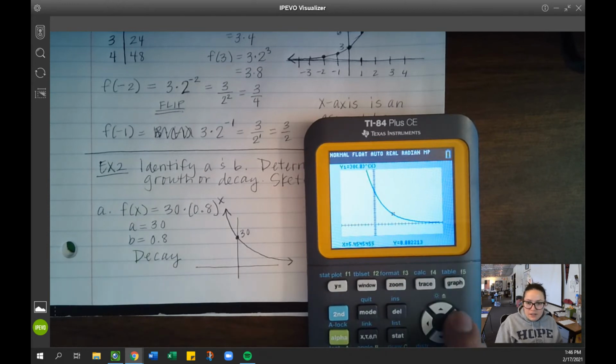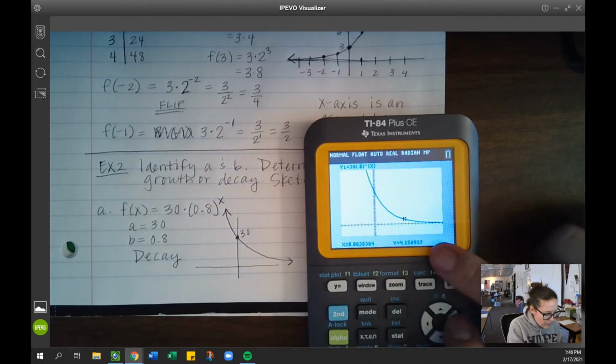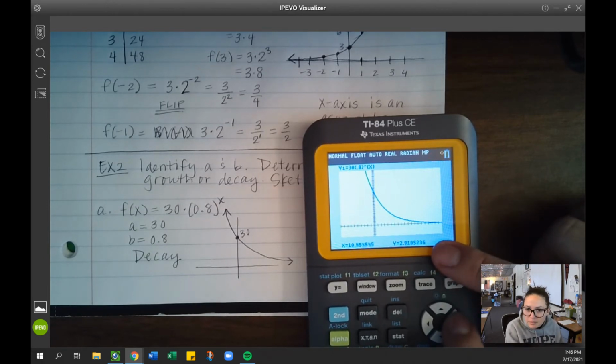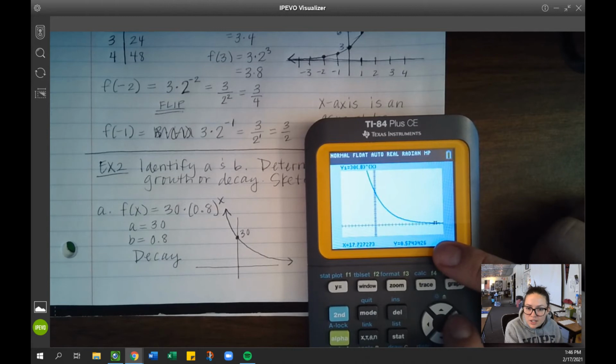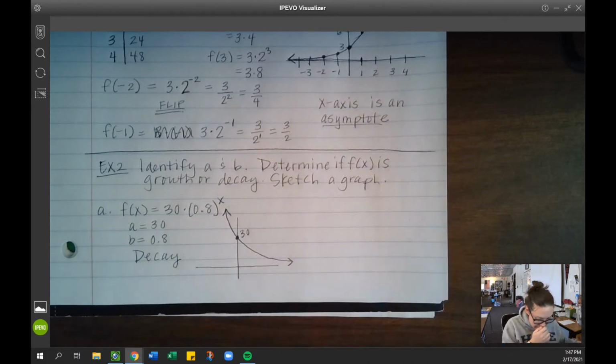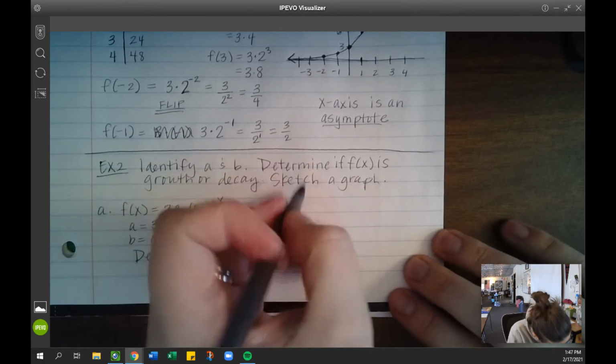So if I hit this trace button and I'm going, you can see the y value is getting smaller and smaller and smaller. And it's just going to keep getting smaller and closer to 0, but it's never actually going to be 0. Kind of crazy. All right, let's try another one.